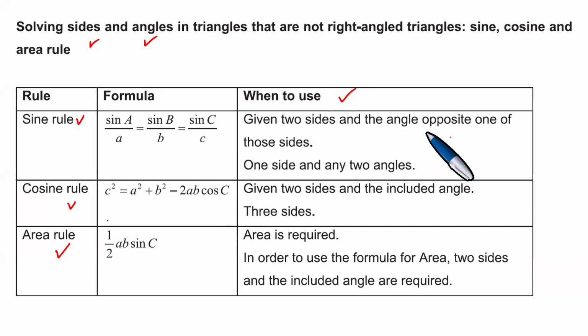The sine rule is used when you are given two sides and the angle opposite one of the two sides, or given one side and any two angles. So, to use the sine rule, you can be given side a and side b and one angle opposite one of the sides. If you're given side a, side b, and angle B, you can find, for example, angle A. Or you can be given two angles A and B and a side b, and you're not given side a, so you can find it.